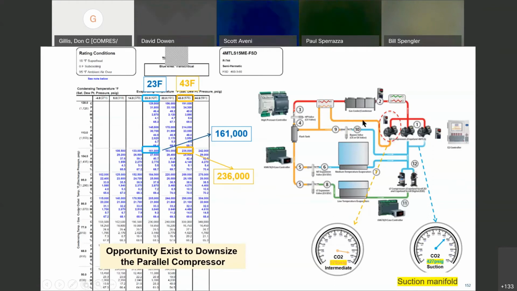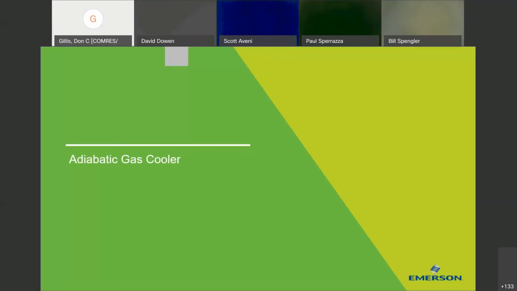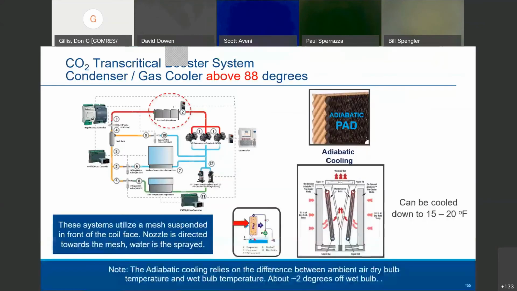By using this technique, we can load up at a higher temperature, higher pressure, and get like a higher pressure of 578 compared to a 427, and you can see what that does for your BTU capacity. Opportunity exists for downsizing the parallel compressors. We can talk about adiabatic gas coolers, which to me, if you visualize like a swamp cooler or almost like a residential humidifier, if you will, okay?